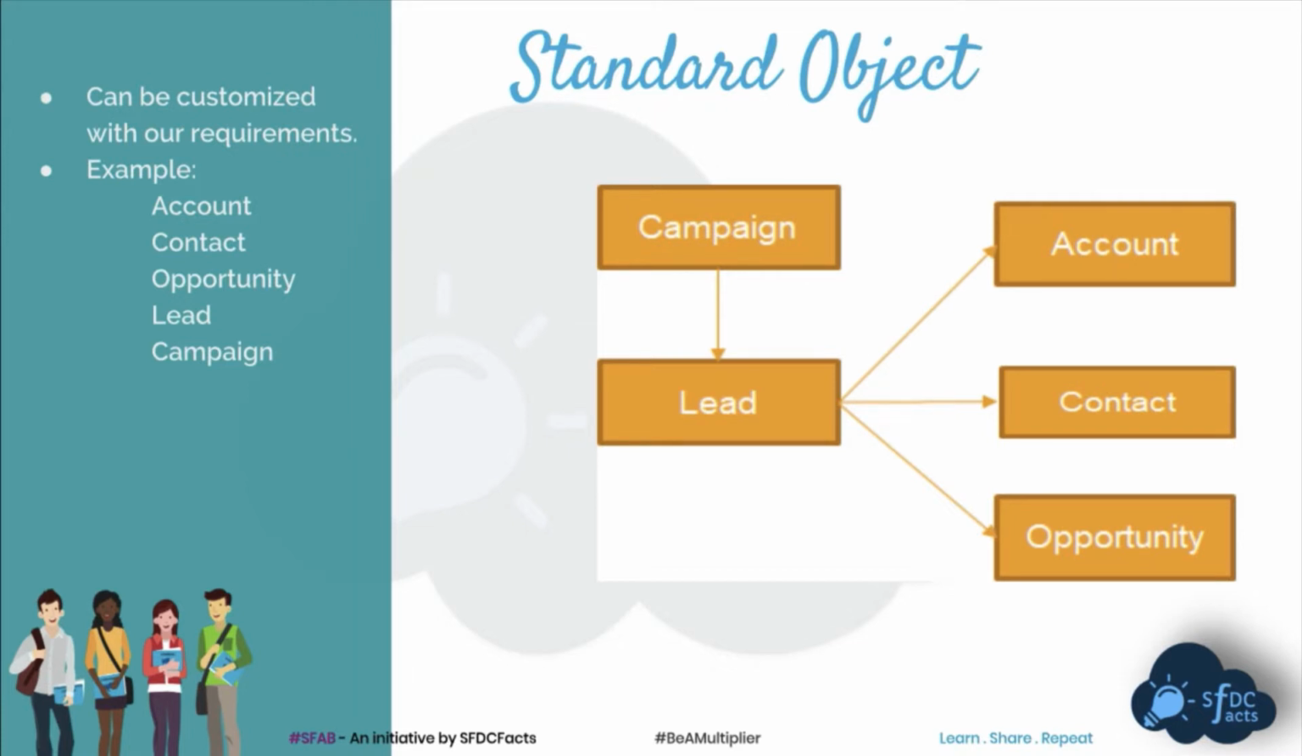Account over here stores the company information, opportunity is the deal, I mean, what is the product and how many units of the product do you want, and contact stores the individual information. Whenever you convert a lead, Salesforce uses the information stored in the lead record to create a business account, a contact, and an opportunity.